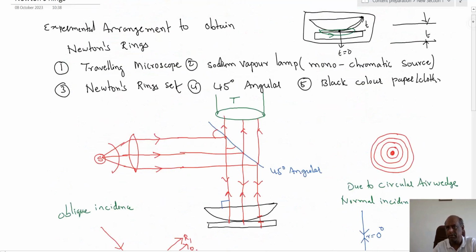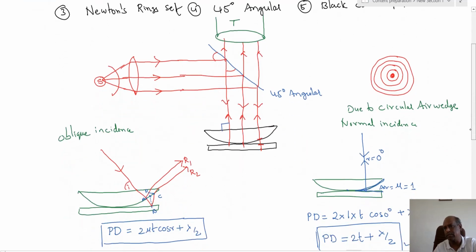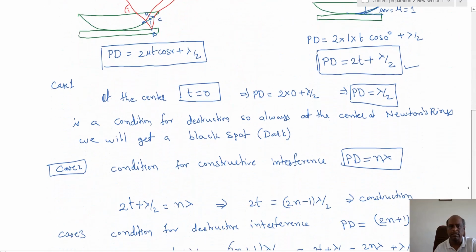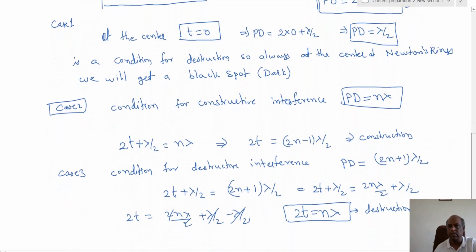So this is about the experimental arrangement of Newton's rings. We have to describe in our own words the experimental setup and how we perform it to obtain the Newton's rings. Then the three conditions: case 1, case 2 and case 3.